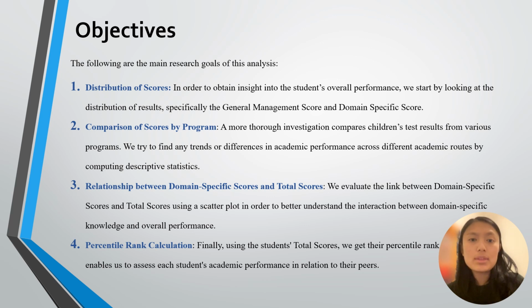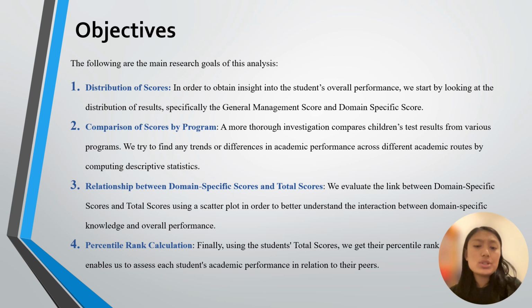In the next slide, I'll be explaining the main objectives, or main research goals, of our analysis. Number one, distribution of score. In order to obtain insights into the students' overall performance, we start by looking at the distribution of results, specifically the general management score and the domain-specific score. Number two, comparisons of score by the program. A more thorough investigation compares the students' test results from the various programs. We try to find any trend or difference in academic performance across the different academic routes by computing descriptive statistics.